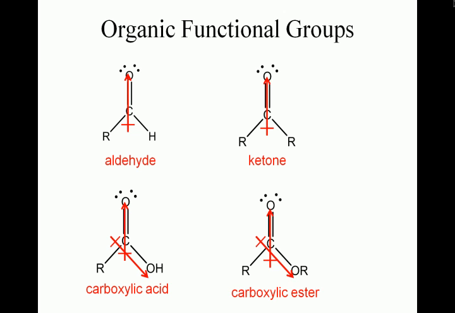All of these molecules have polar bonds. You can see that we have one polar bond for the aldehydes and ketones, but two polar bonds for the carboxylic acids and the carboxylic esters. So the carboxylic acids and esters tend to be more polar than the aldehydes and ketones, and again, this will be reflected in their physical properties.